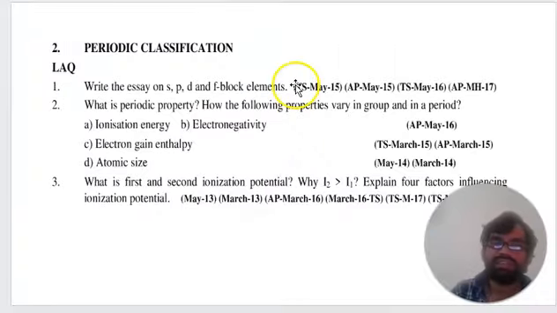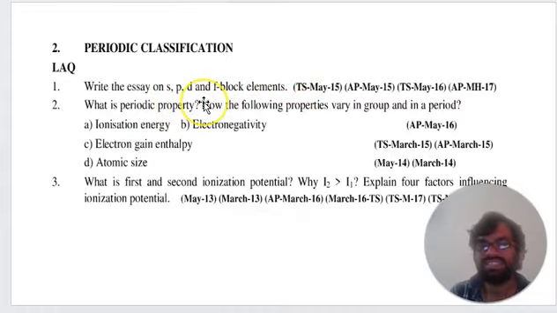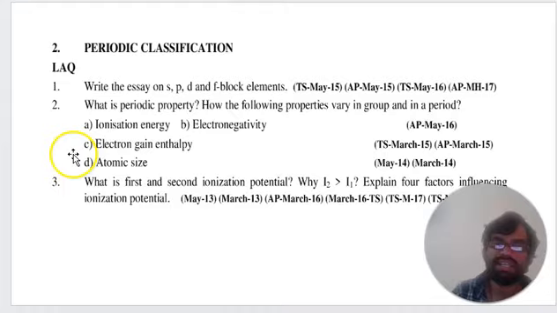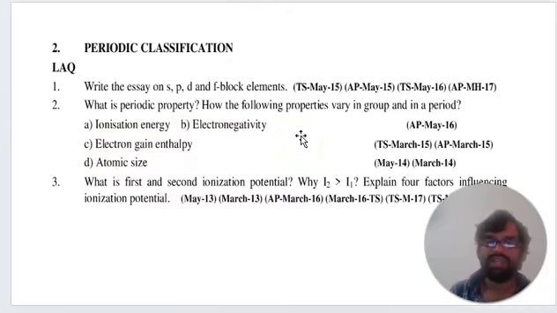Now coming to the very short answer questions: write about the s, p, d, f block elements, and what is periodic property, what you discussed earlier, what is ionization energy, electronegativity, electron gain enthalpy, atomic size and atomic radius. And what are first and second ionization potential, and why the second one is greater than the first one; explain the four factors influencing ionization potential. These are the very short answer questions.